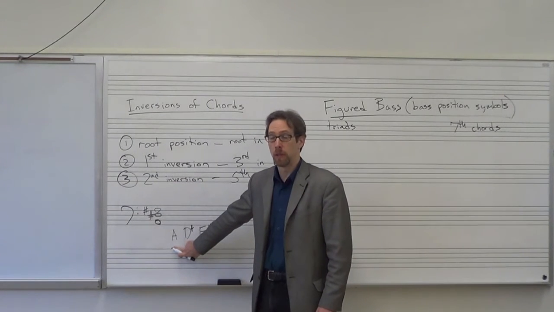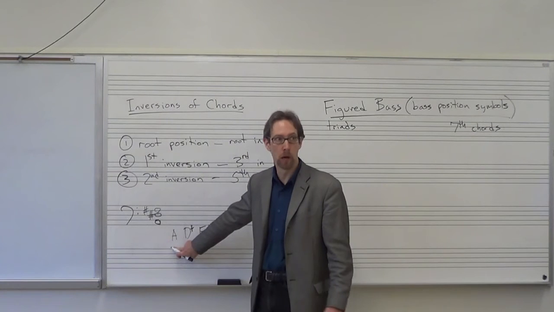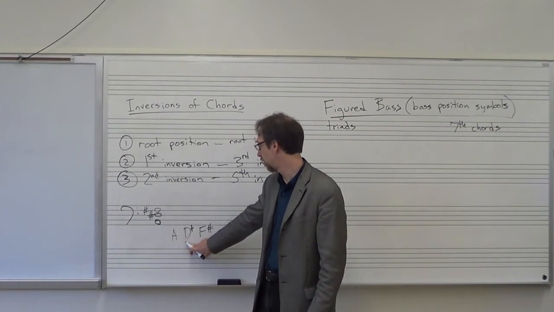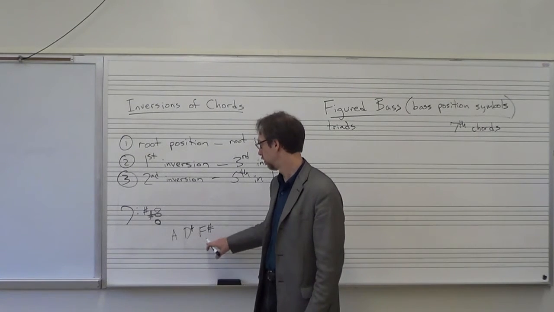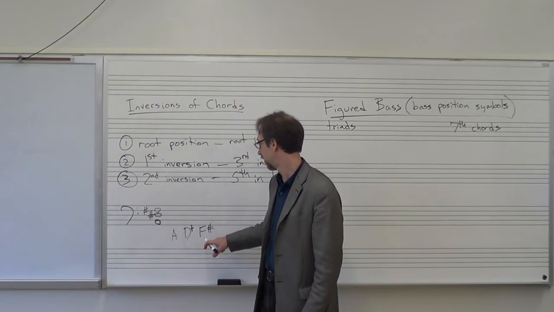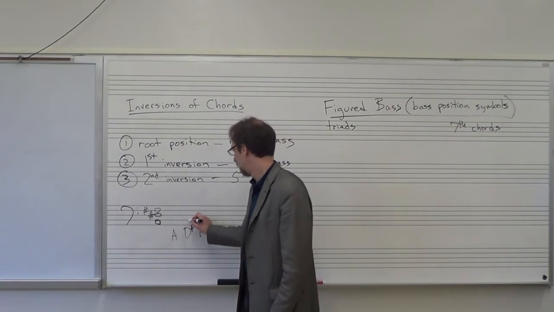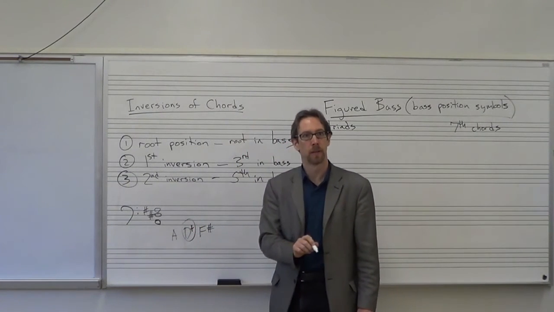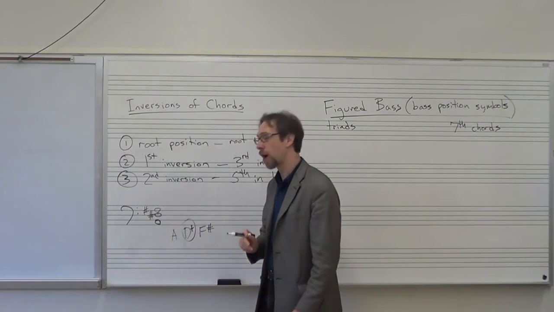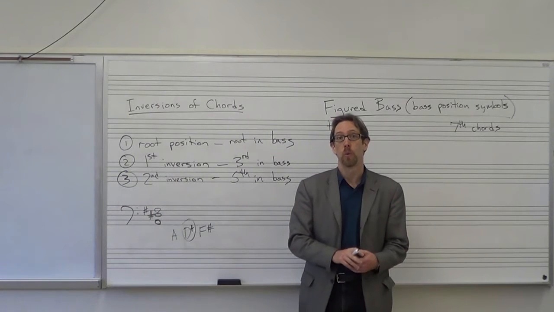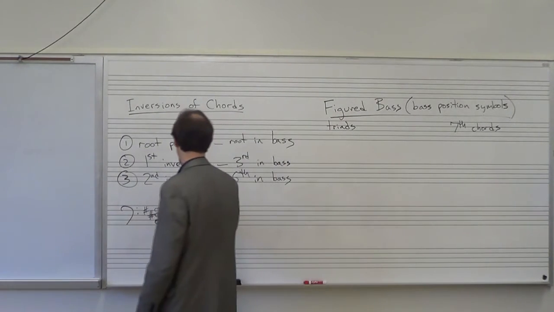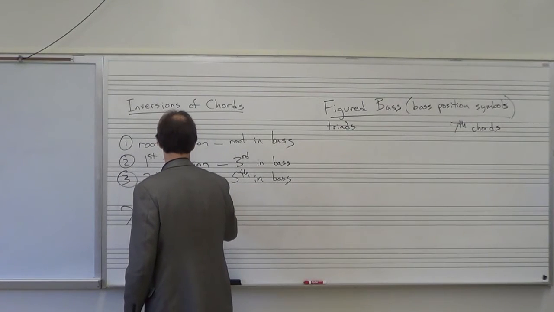Is A my root? A, C, E? No. Don't have a C and E. Is D my root? D, F, A? Hey, great. Got it. So that means D sharp is the root of my chord. Now D sharp, F sharp, A, what triad is that? We should be able to know at this point that that is a D sharp diminished triad.